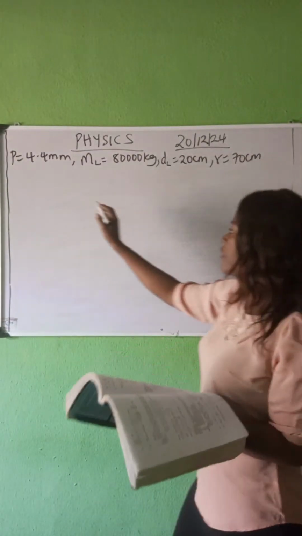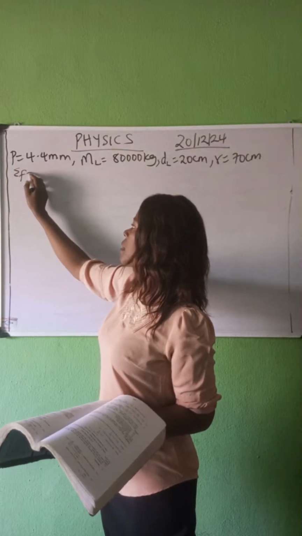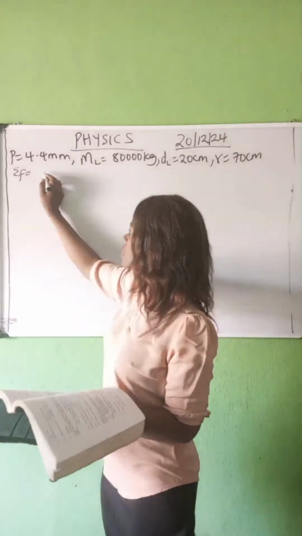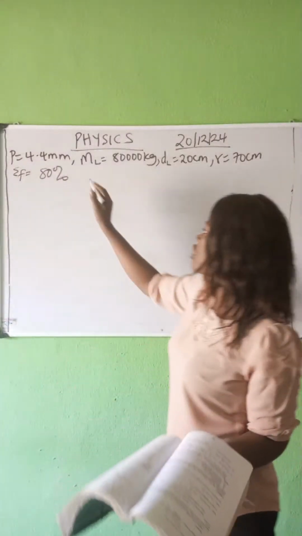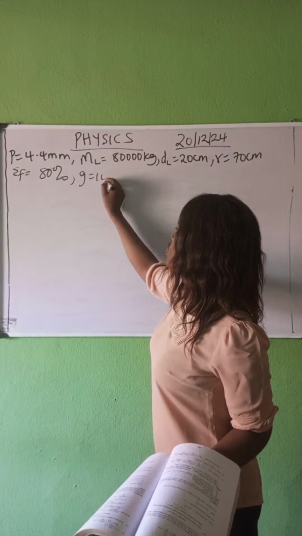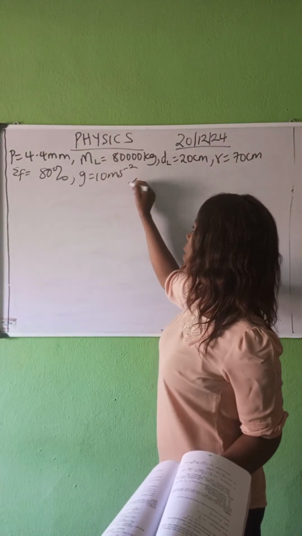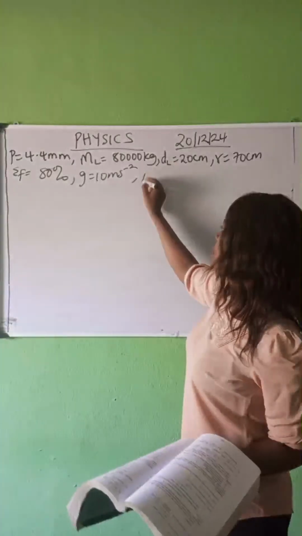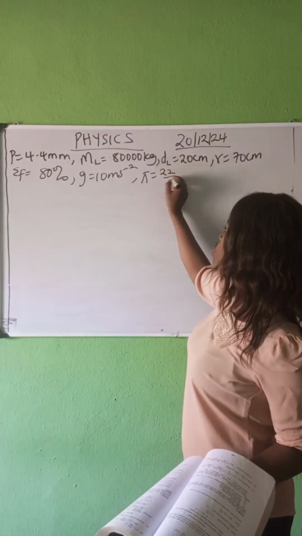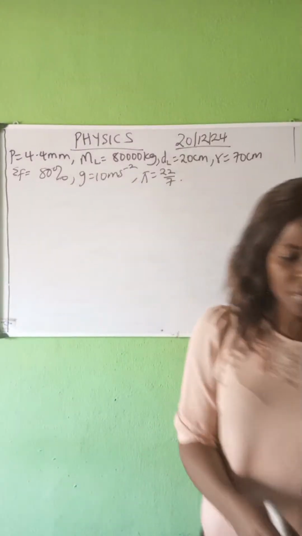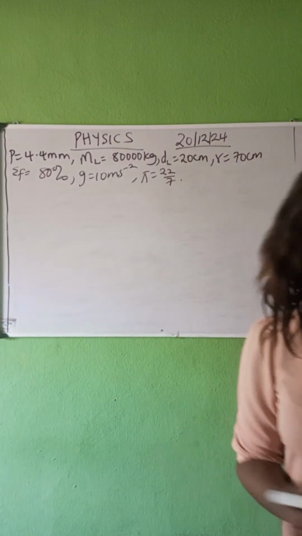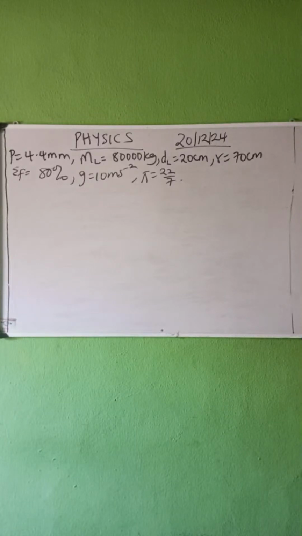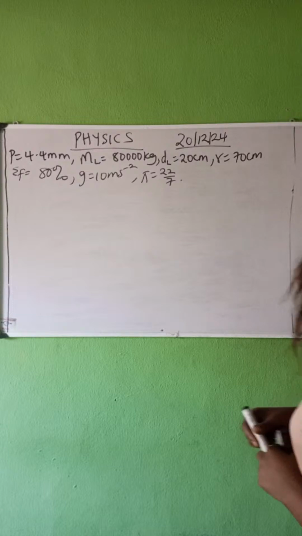and the efficiency is given as 80%. Now we are given g, acceleration due to gravity, to be 10 meters per second squared, and we are given pi to be 22/7. Okay, now we can proceed with the solving. I hope you can hear me. We can proceed with the solving.